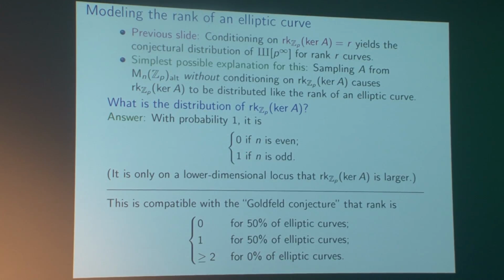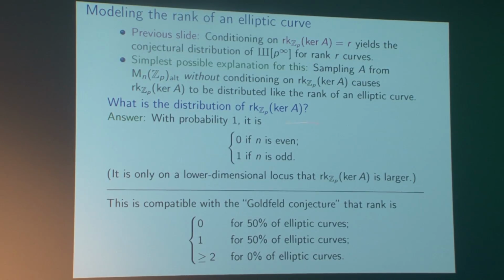So if n is even, then usually the determinant is non-zero. It's only on a hypersurface in the space of matrices where the determinant is actually 0. So if you choose something at random, with probability 0 you're going to hit that hypersurface, and you'll get the smallest possible kernel. And this is compatible with what people expect for elliptic curves. There's the Goldfeld conjecture, which he made in the context of quadratic twist families and analytic rank. But anyway, there seem to be good reasons to believe that this is the truth for elliptic curves.